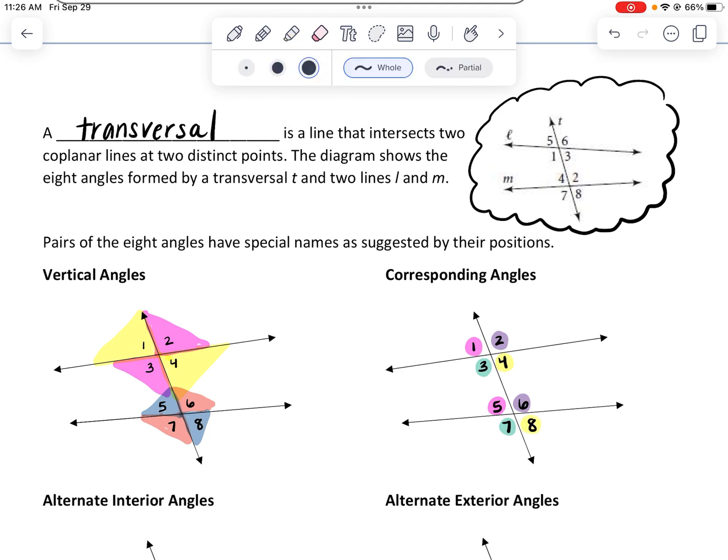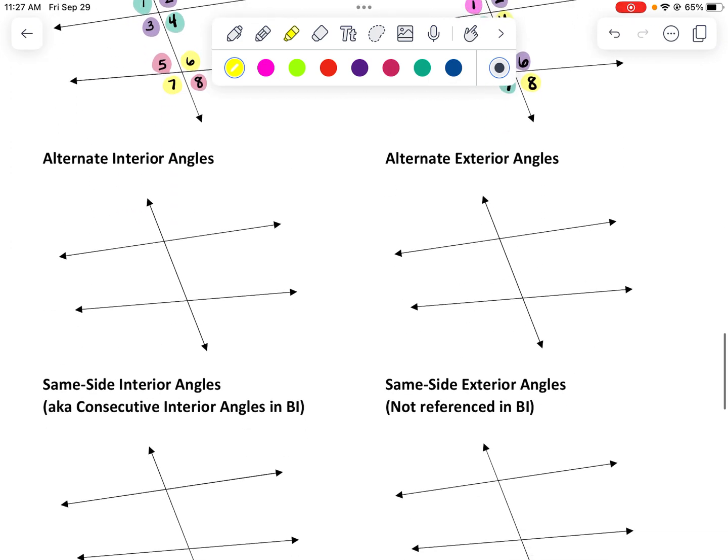Those are corresponding pairs. And actually, I really like the way that looks, so I'm just going to come over here and fix the way I highlighted these. So really quick, I'm just going to go 1 and 4, 2 and 3, 5 and 8, 6 and 7. Okay, so we have 2 sets already.